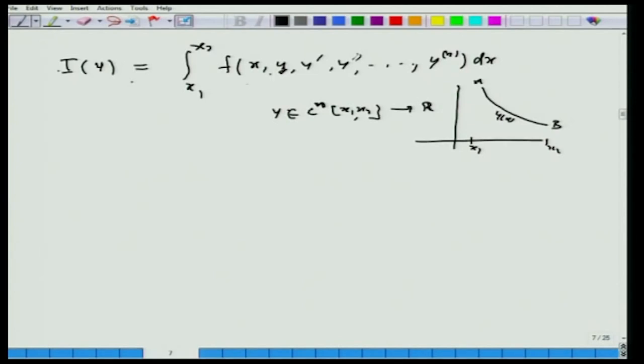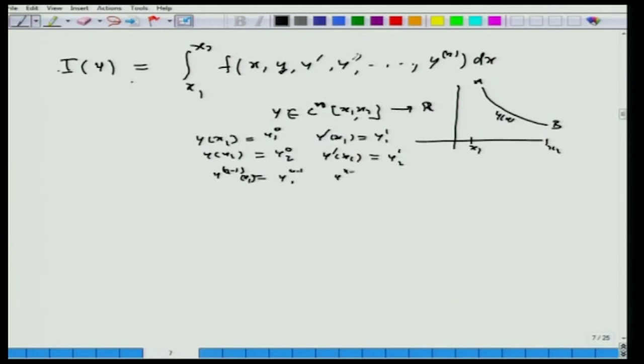So, again here you will have certain additional conditions like y at x1 is y1 and y at x2 equal to y2, like y10 and y20, and then y prime at x1 is something, y11, y prime at x2 is y12, and so on. There will be up to y(n-1) at x1 being y(n-1),1 and y(n-1) at x2 being y(n-1),2. So, these are additional conditions given, so that this y has to satisfy all these conditions and it has to optimize this integral depending upon whether to minimize or to maximize.